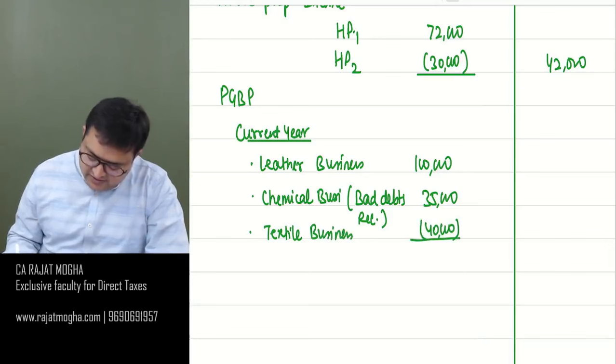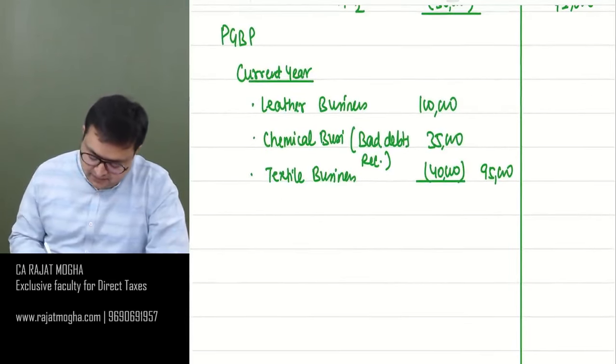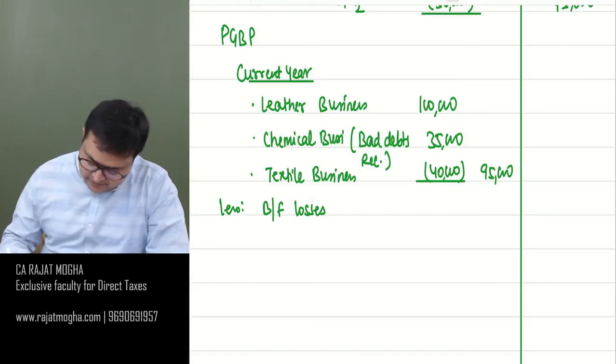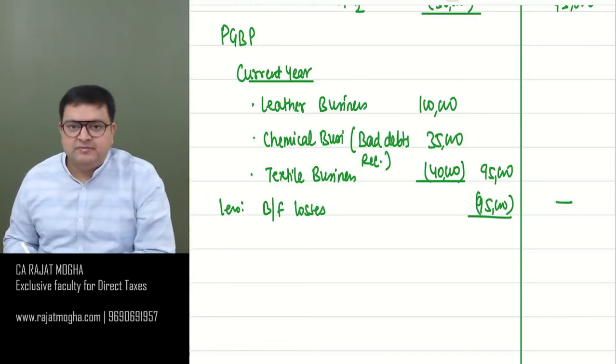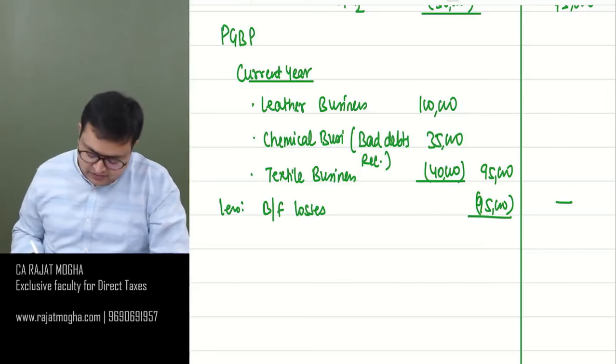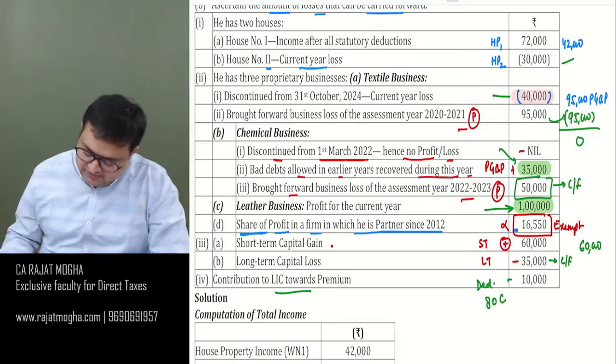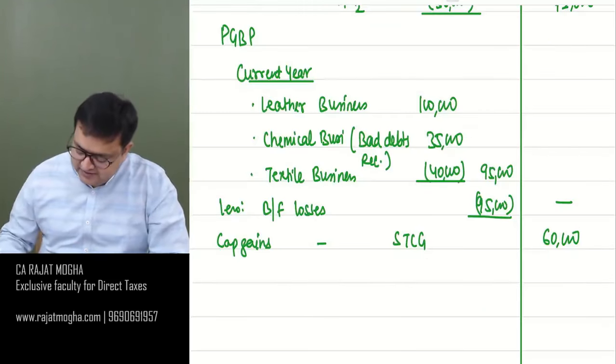We have taken everything for current year. So I got 95,000. And I know now less brought forward losses. 95,000 are being set off. PGBP becomes 0. And I already know about it now. Correct? Then capital gains. Short-term capital gain 60,000. Correct? It was 60. Short-term capital gain 60.